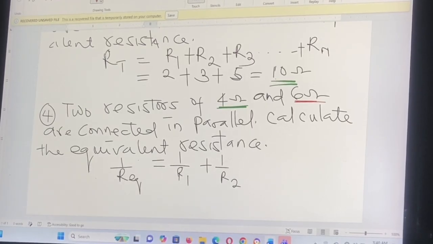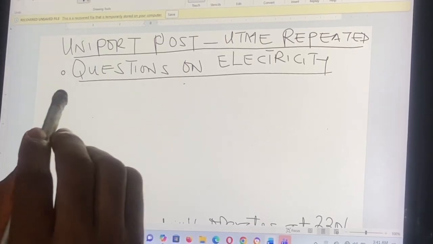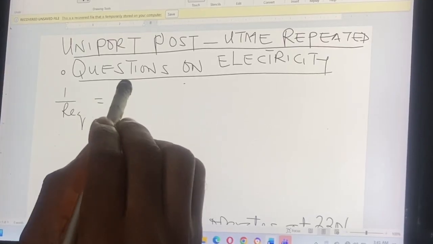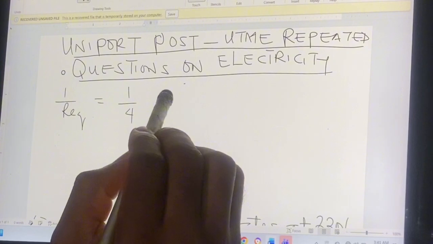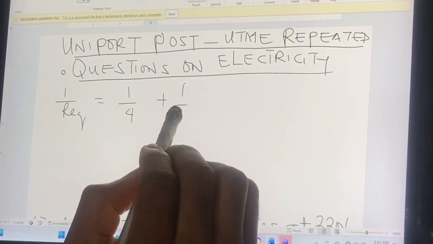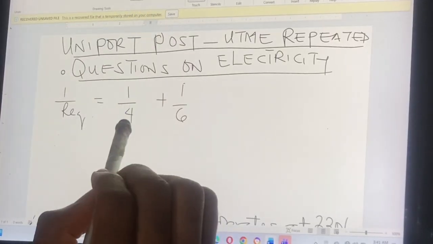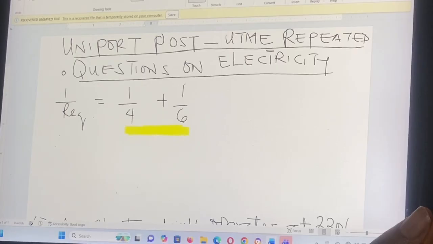And we also have a short way to solve. Remember that you are only given 30 minutes to answer 15 questions. So you have to be fast. Replacing the values here, class, we have 1 over R equivalent is equal to 1 over R1, here is 4, plus 1 over R2, here is 6. So I will solve the fraction here, and whenever we have two fractions, to solve that we look for the LCM.